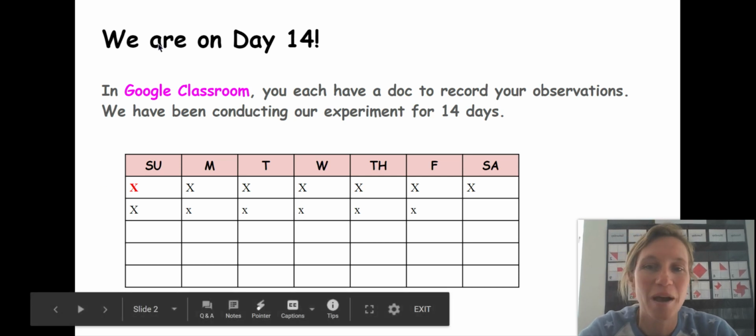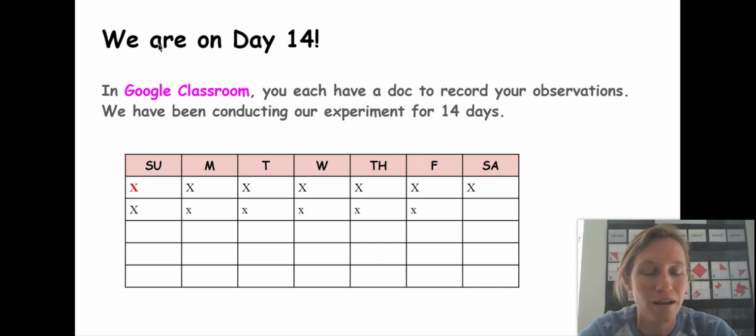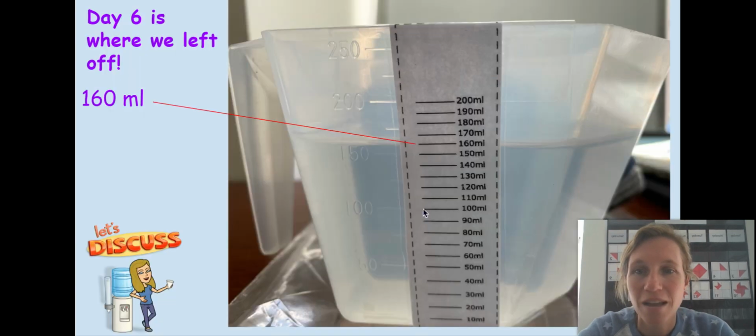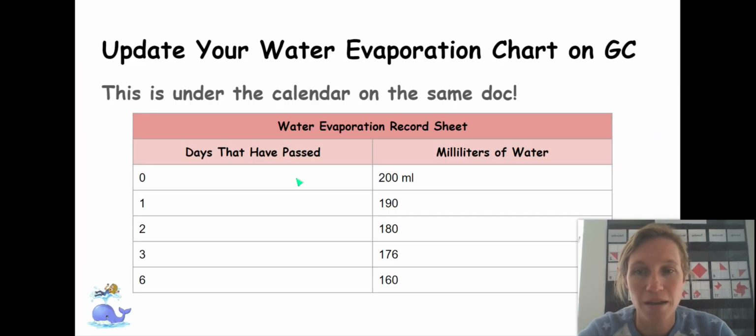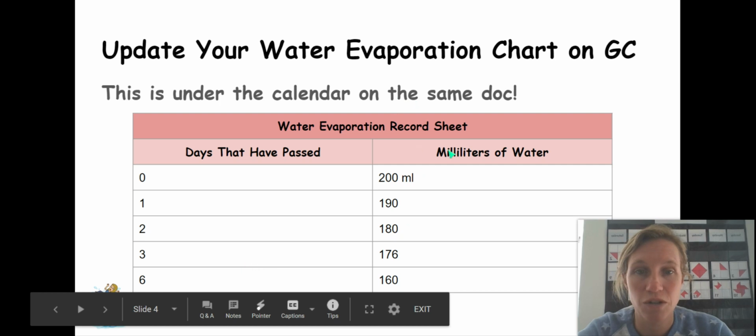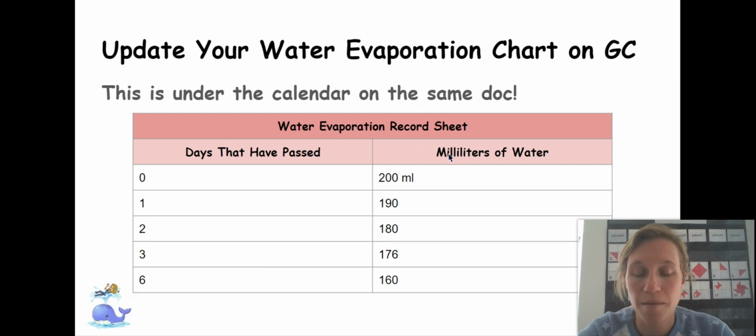In Google Classroom, remember you have your doc that's there to help you record your observations in the days. So make sure you've X'd up through 14 days because that's where we are right now in our experiment. And where we left off on day 6, we were at 160 milliliters. Remember, we had recorded that 40 milliliters were evaporated in our first week of the experiment. Okay, so your old evaporation record sheet should look just like this. And we're going to be recording on the same doc with new information today.